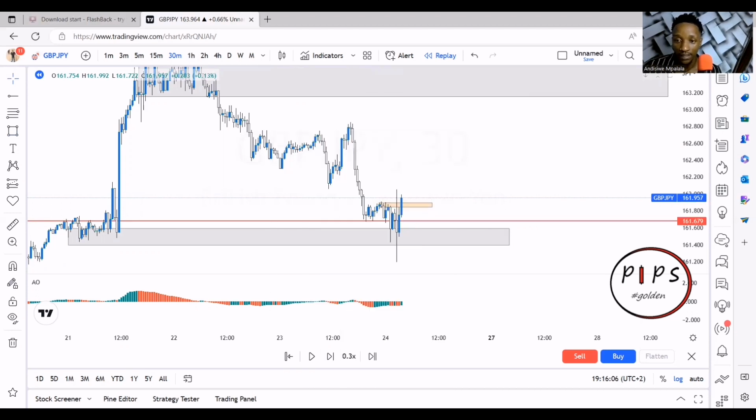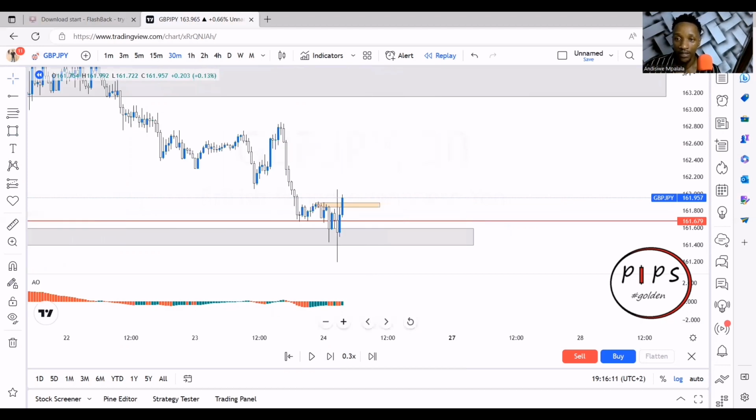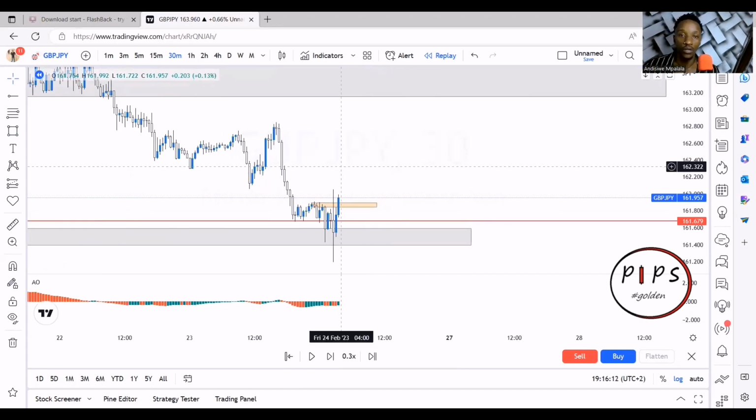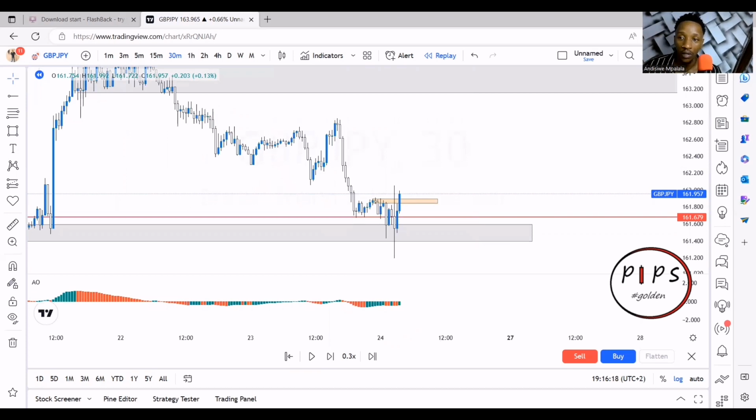That indicates that price might be willing to go to the upside. Now what are we looking for? We are looking for price to get out of this area, come back to this area, and retest the last bearish candle before the bullish move, which is this candle right over here.